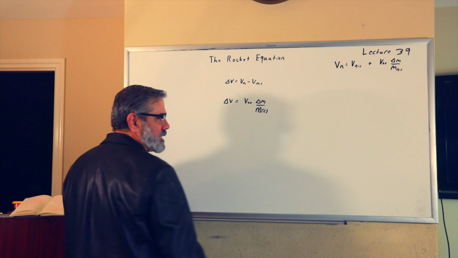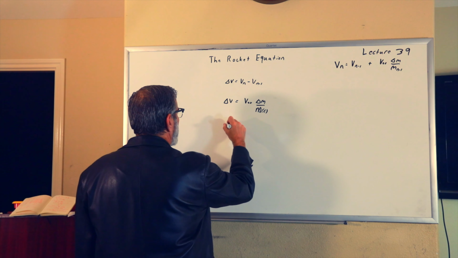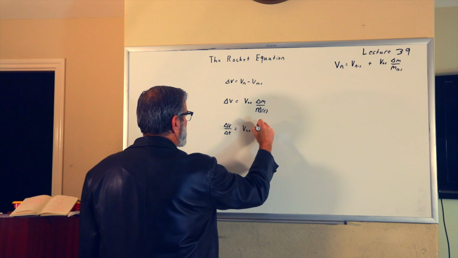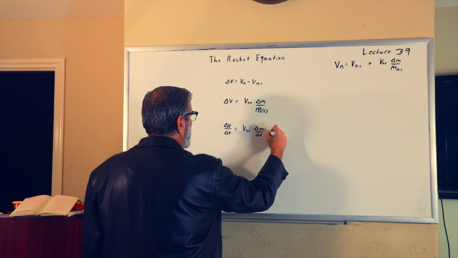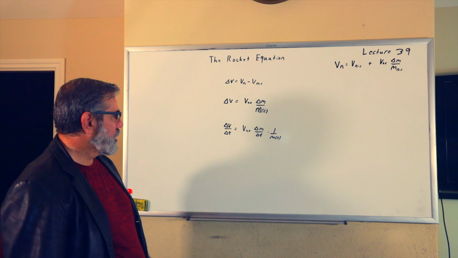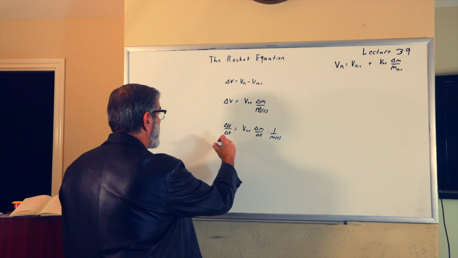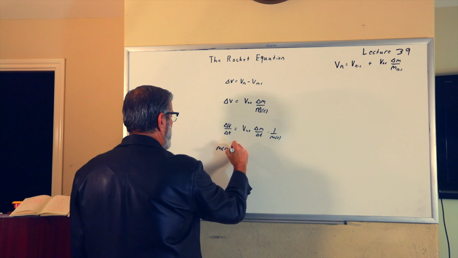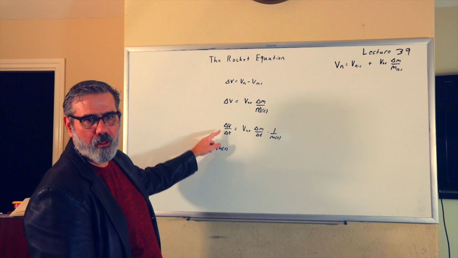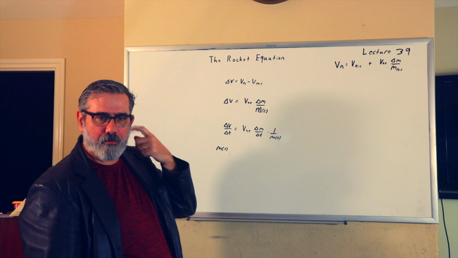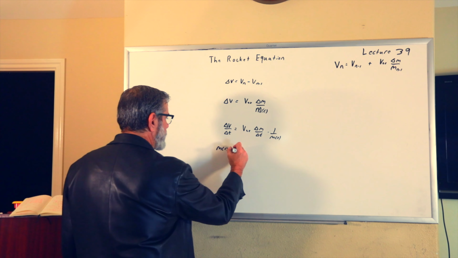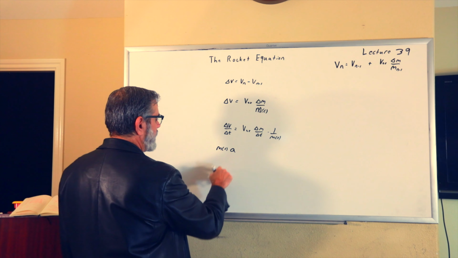If I divide both sides by delta t, I'll get delta v over delta t equals exhaust velocity times delta m over delta t times 1 over the mass as a function of time. Multiply both sides by the mass, and I'll get the mass as a function of time. What is delta v over delta t, by the way? What is that quantity called? The change in velocity divided by duration is acceleration. So this is my acceleration.